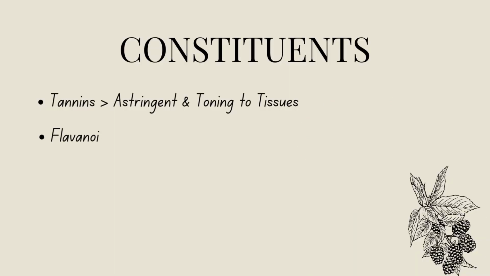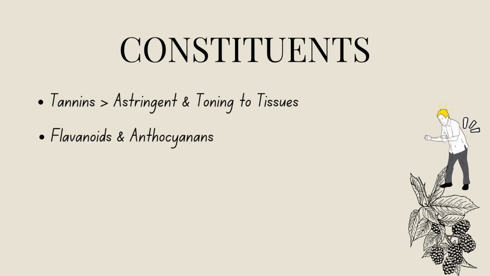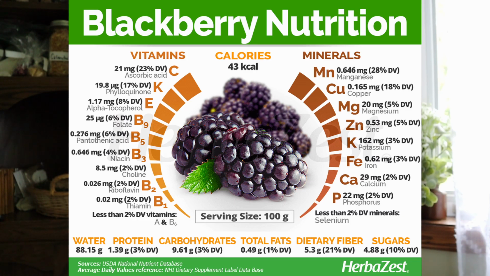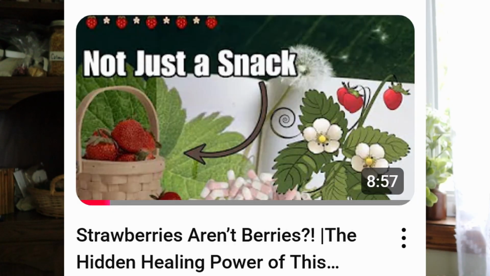It also contains flavonoids and anthocyanins, which are antioxidant and anti-inflammatory. They also contain vitamin C, K, and manganese. Another thing they contain is ellagic acid, which I've also mentioned before for strawberries. Definitely check out my previous berry Brainy Botany videos, because we've had a lot of fun learning about these regular everyday fruits you may see and eat without realizing the crazy medicinal power behind them.